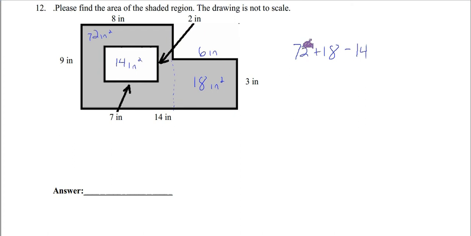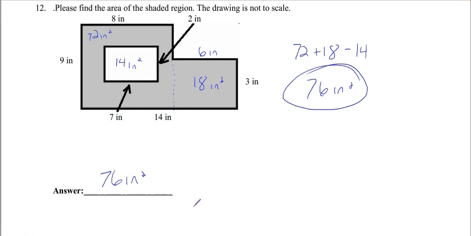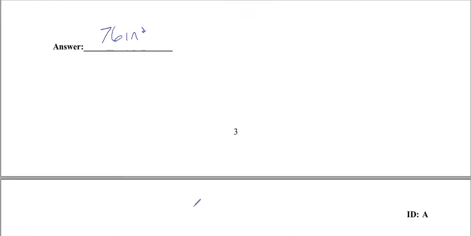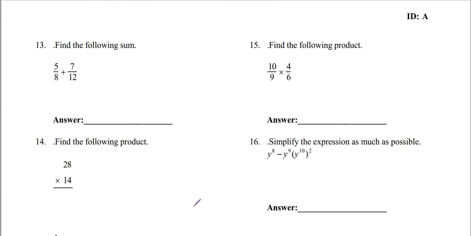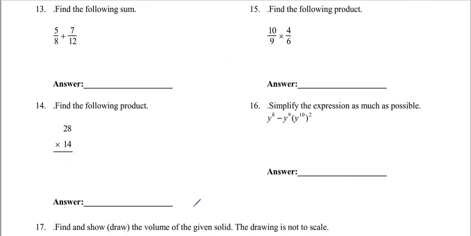So 72 plus 18, let's see, that's 90. 90 minus 14 is 76. 76 inch squares. If you circle it, I'm fine with that. If you write it on this line, that's even better. Moving down. If ever you feel like I haven't explained anything thoroughly enough, just go back and watch it again over and over. That's what's great about videos.